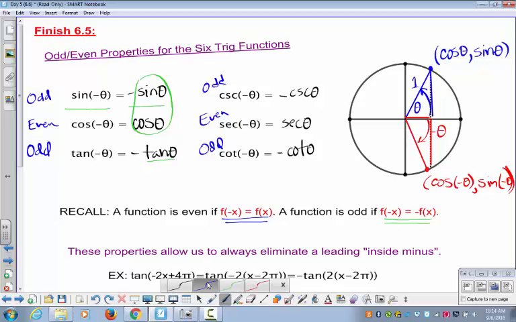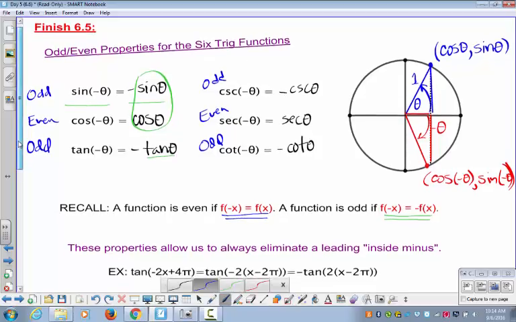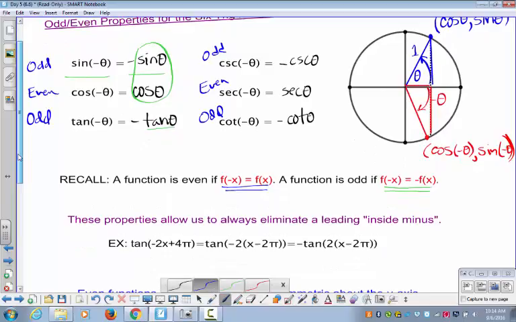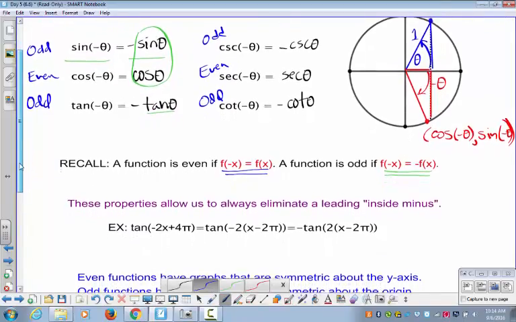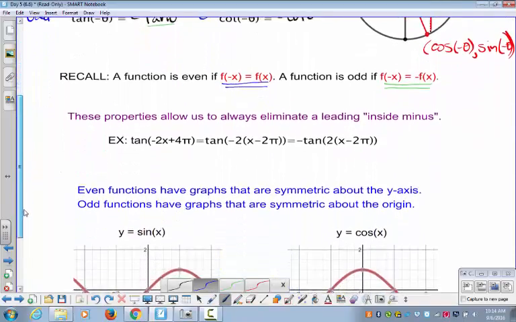So they're all odd except for cosine and its reciprocal secant. Otherwise, they're odd. So for odd, minuses jump to the front. For evens, minuses disappear. And here is how we will use those.